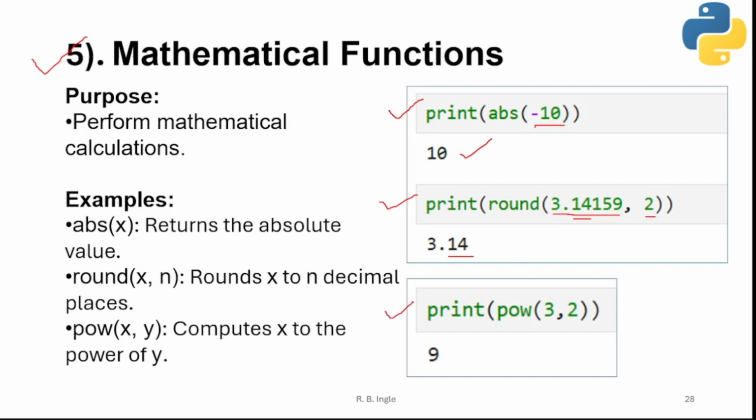Next is POW, and x comma y. So what will it do? It will calculate the value of x raised to power y. So here POW 3 comma 2 gives you the value of 3 raised to power 2, and 3 raised to power 2, that is 3 square, is equal to 9. So I am getting the value 9 at the output. Let us see that.